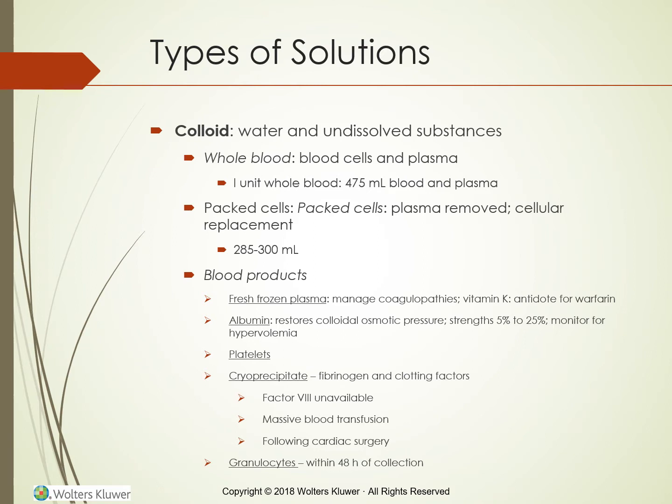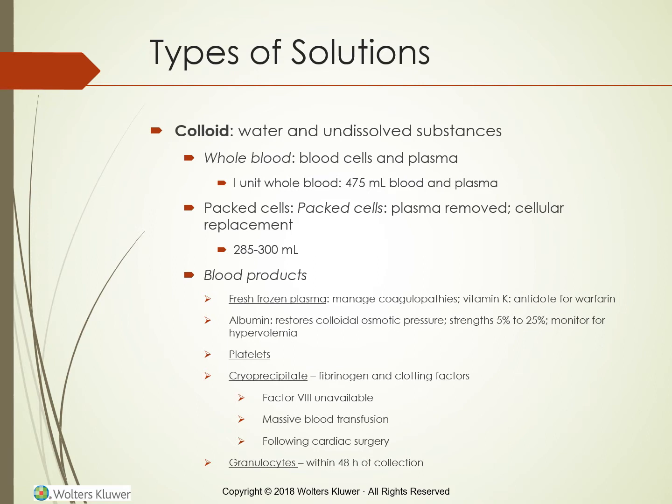One unit of whole blood contains approximately 475 milliliters of blood cells and plasma with 60 to 70 milliliters of preservative and anticoagulant added. Whole blood is administered when clients need fluid restoration as well as blood cells.